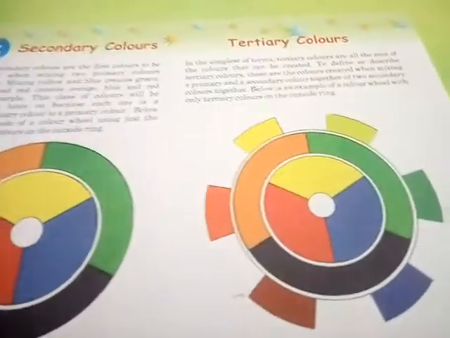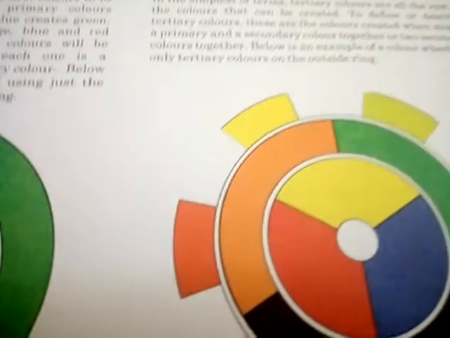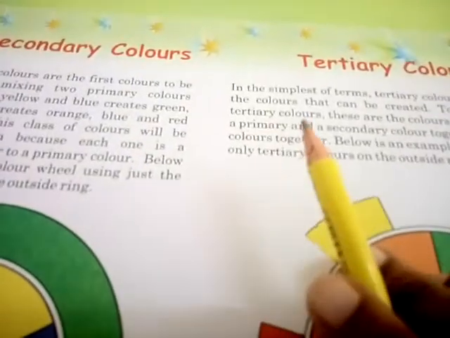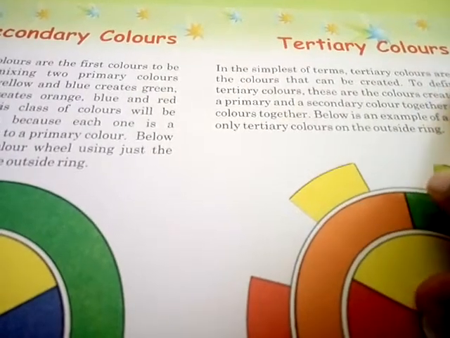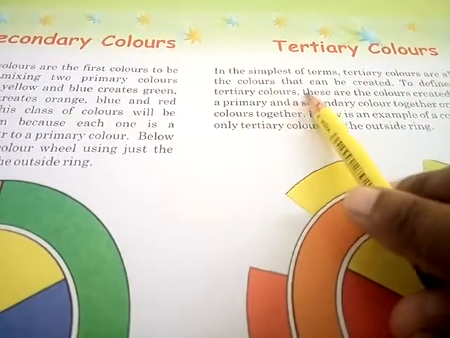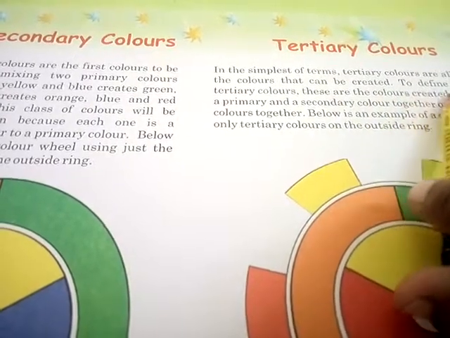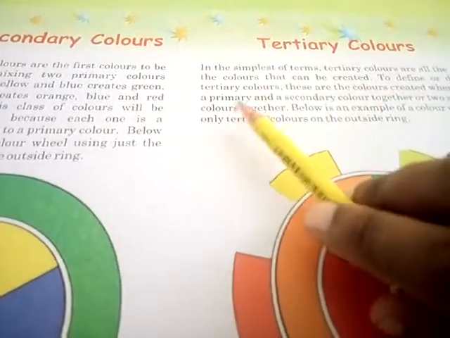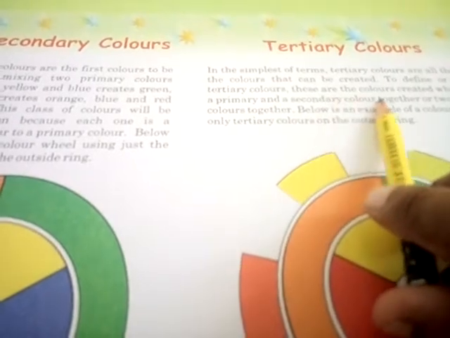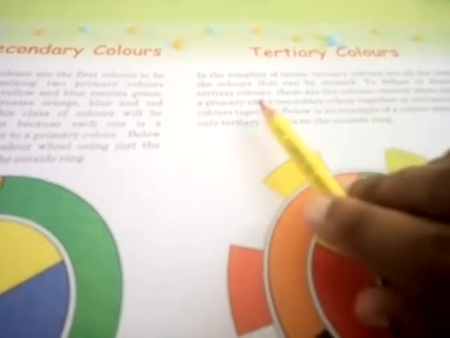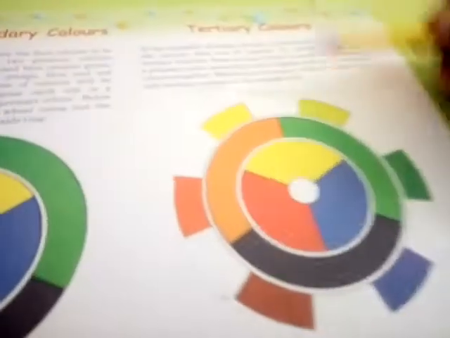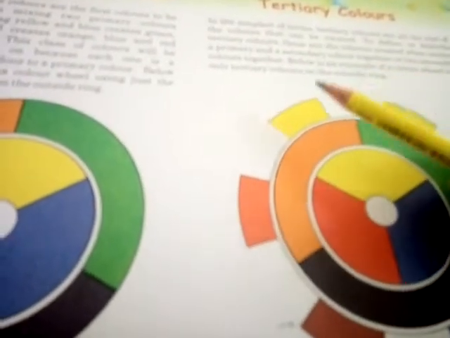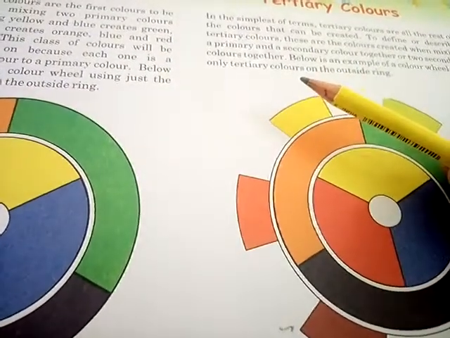Okay, now next, tertiary colors. In the simplest terms, tertiary colors are all the rest of the colors that can be created. To describe tertiary colors, these are the colors created when a primary and a secondary color are mixed. Primary and secondary color both are mixed, then they make new colors. Okay, and also two secondary colors together.